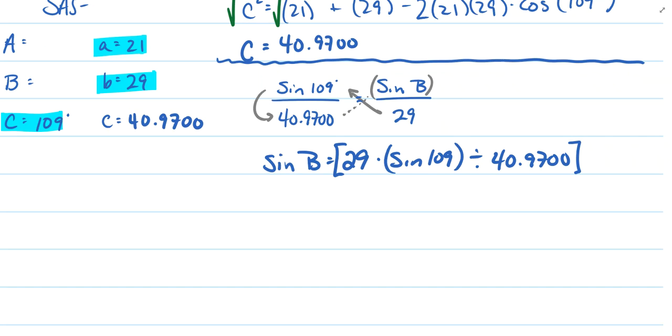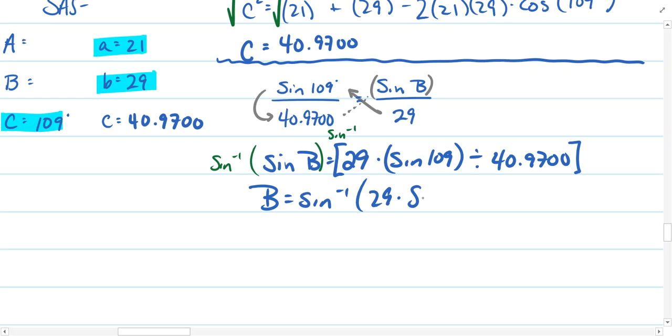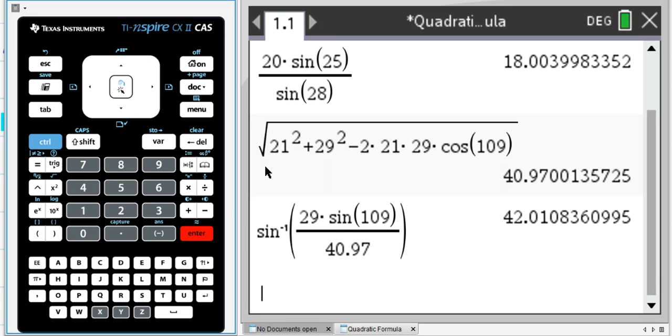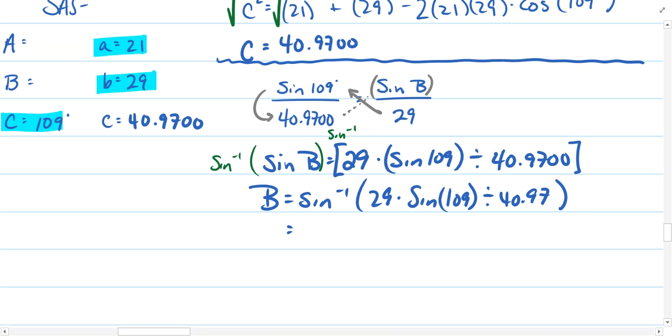And if we try to isolate B by itself, we can utilize sine inverse in order to make that happen. So I'm going to apply sine inverse to both sides of the equation. And we'll note that B is equal to sine inverse of 29 times sine 109 divided by 40.97. And this is an expression that we can bring to the calculator. I entered that into the calculator, forgot to press the record button, and got the result 42.0108.